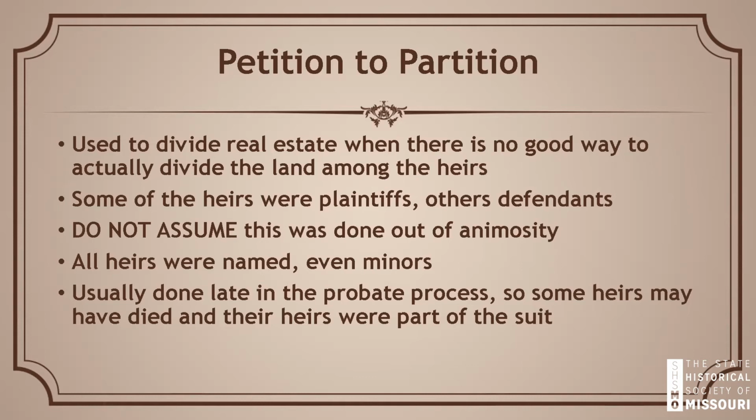So even minors would be named with their guardian acting on their behalf. This was usually done very late in the probate process. So some of the heirs may have died. They may have moved away and nobody knows where they are. So you'll see sometimes the unknown heirs of Samuel Smith. It means he moved away, they don't know where he went, or he may have died somewhere and we don't know that. So their heirs were part of the suit, but there's no way to find them. No internet back in those days.